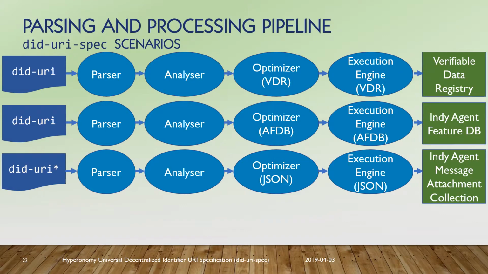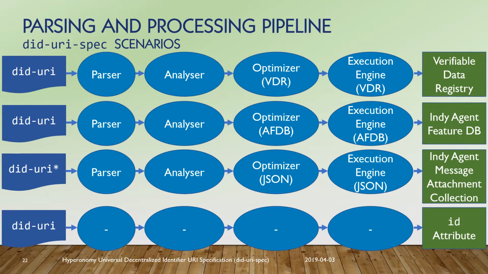For the Indy message attachment scenario, again, this one has an asterisk there. This isn't a totally legitimate scenario because agent messages aren't identified by DIDs, but if they were, it would be exactly the same approach for dereferencing an attachment. And then lastly, there's the use of did-uris in ID attributes, like inside a did document. So those are kind of the four most common scenarios.